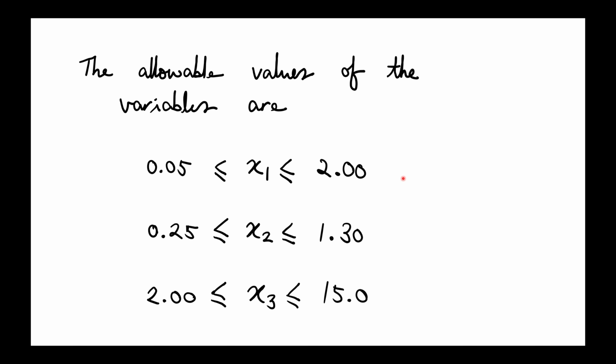The allowable values of the variables are as follows. The value of x1 should be in between 0.05 and 2. The value of x2 should be in between 0.25 and 1.3, and lastly the value of x3 should be in between 2 and 15.